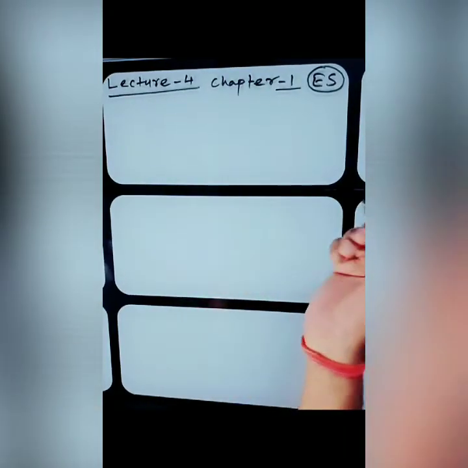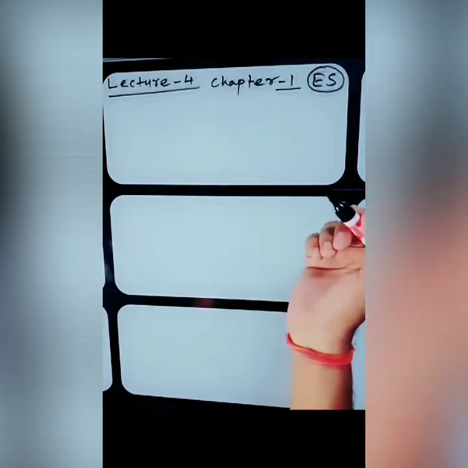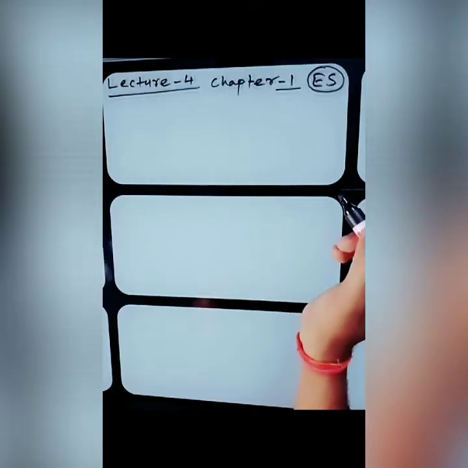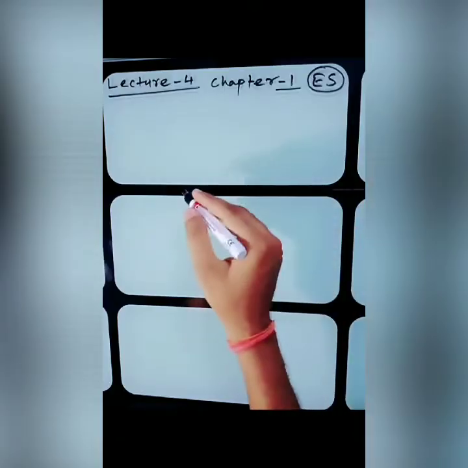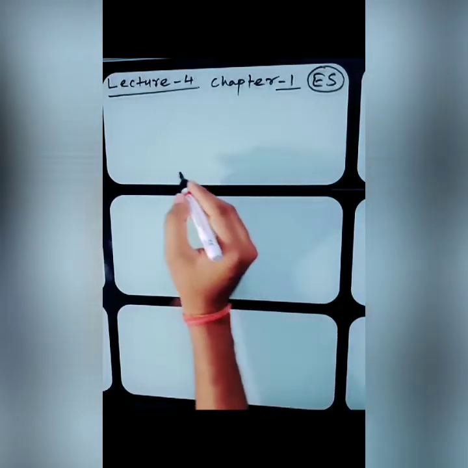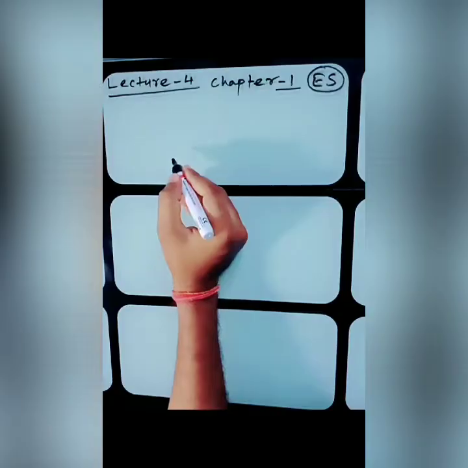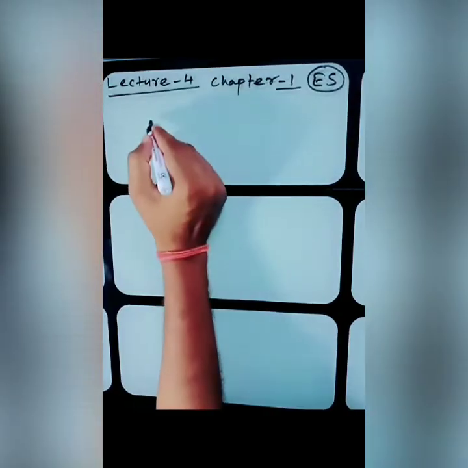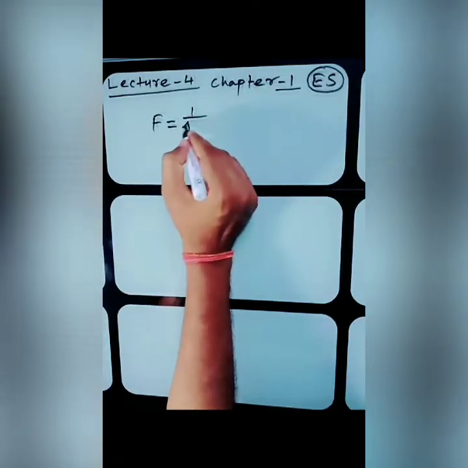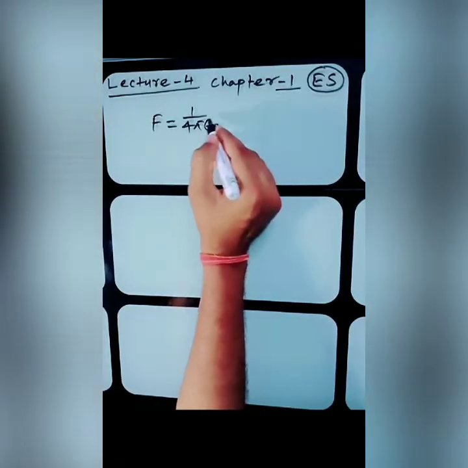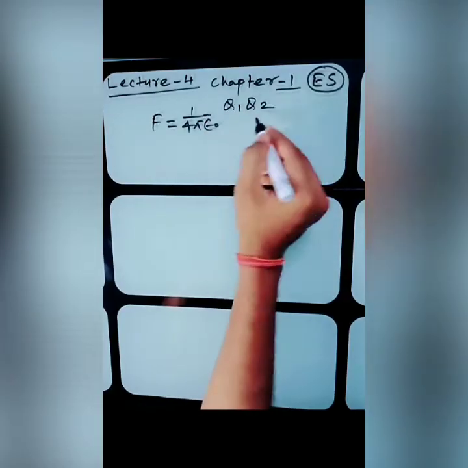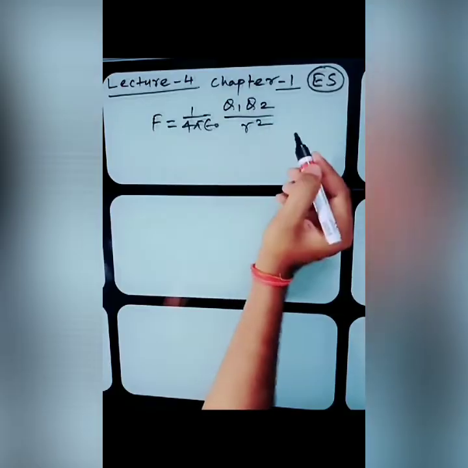Students, in the last lecture 3 we finished Coulomb's law, in which we studied the general formula of electrostatic force, that is the Coulombian force, as F equals 1 over 4 pi epsilon naught Q1 Q2 over R square.